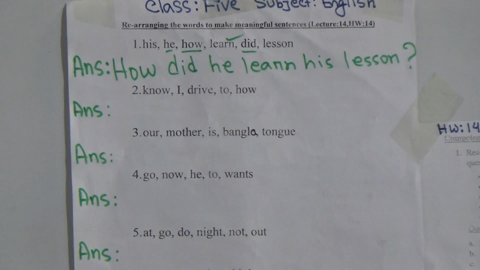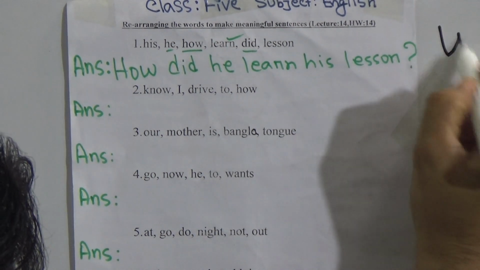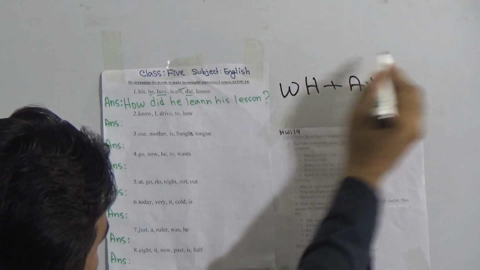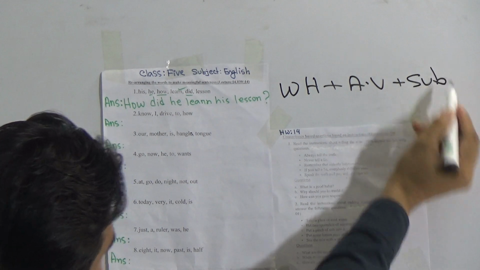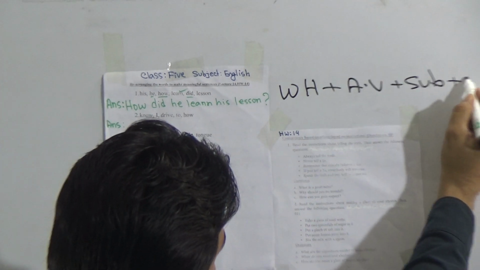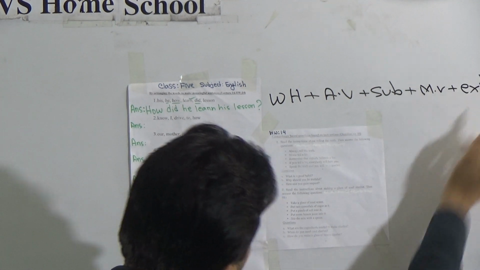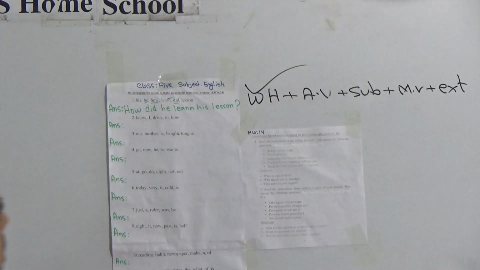Here I have followed the structure of a WH question, an interrogative sentence. First of all, the WH question, then the auxiliary verb, then the subject, and then I have written the main verb. Finally, the extension. I have applied these rules in the first one.